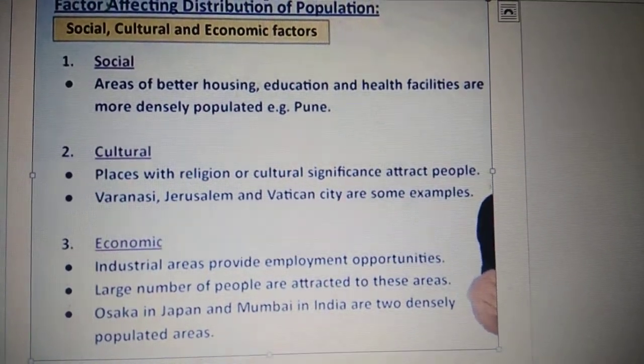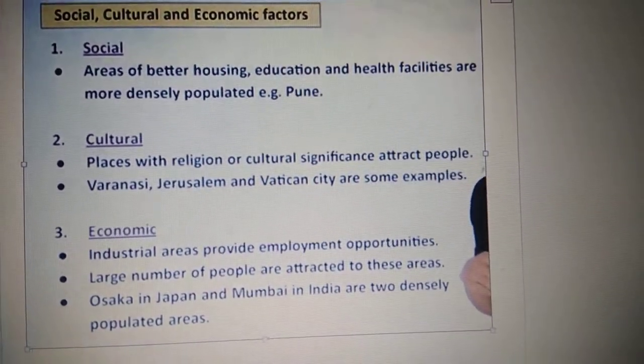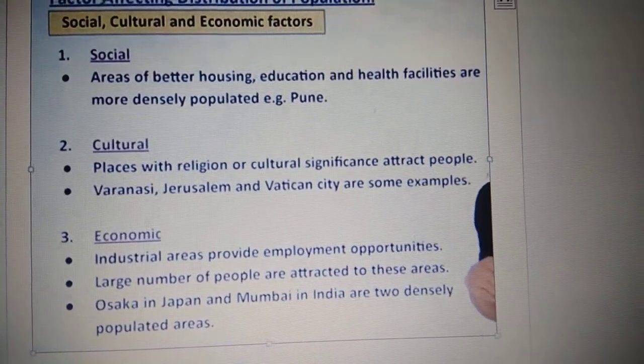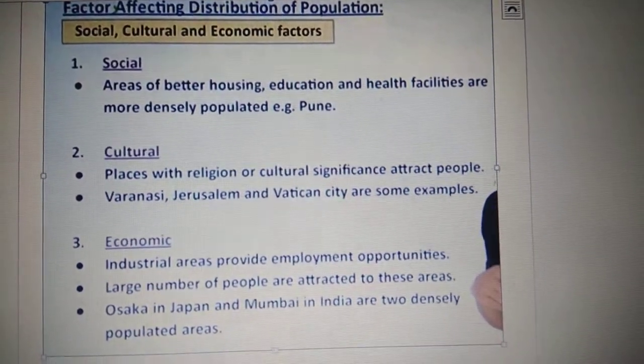Another is cultural factors, places with religious significance or cultural significance, and where tourism is there, people tend to live there because they can earn their living. So Varanasi, Jerusalem, Vatican City are highly populated.